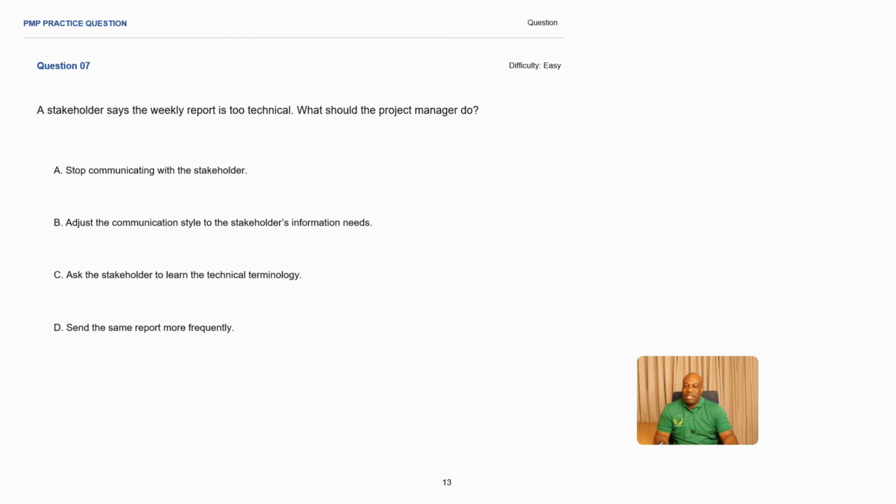Practice question number 7. A stakeholder says the weekly report is too technical. Okay, what should the project manager do? What is the project manager supposed to do? So the issue here is a stakeholder is complaining that the weekly report is too technical. Okay, so which means they are receiving some information which they are not probably understanding because it's technical. So let us look at the answers that we have here.